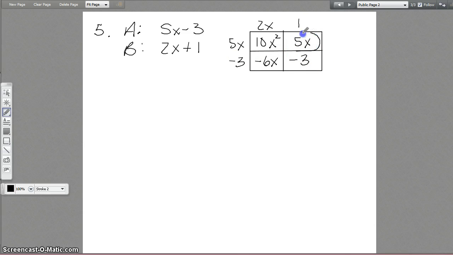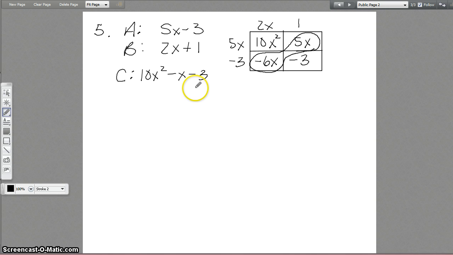So you can see we have the same kind of term in these two diagonal boxes. So our polynomial C is going to be 10x squared from the top left box. The middle term is going to be 5x minus 6x, which is negative x. And then the last term is just the negative 3 that's left over here at the end. So now we have polynomials A, B, and C. So that is what we need to do for part A.